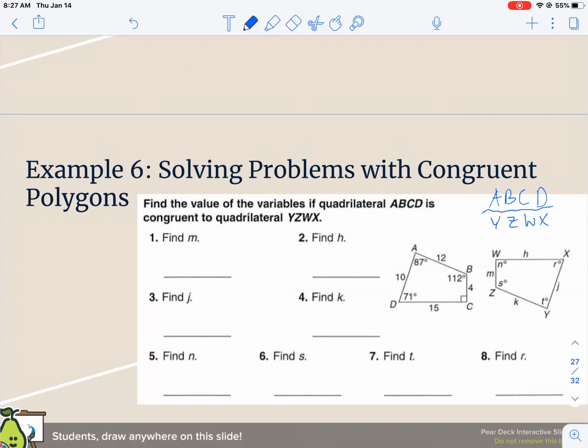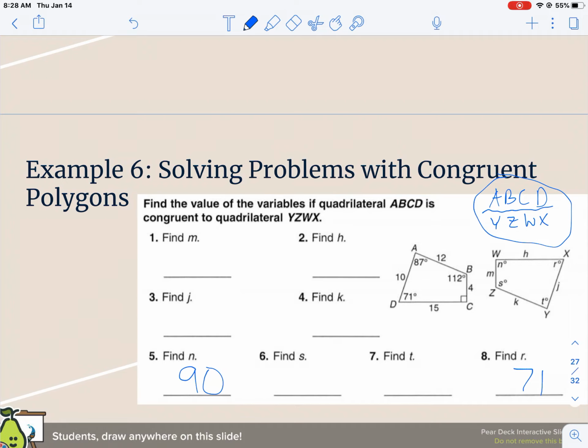It's asking me to find everything here. So like find R, right? R is angle X, which is congruent to angle D, so R is 71, right? Notice how I wrote them on top of each other so I know which angles match up with what. Okay, so N is at angle W. Angle W is congruent to angle C. So angle C is 90. So N is also 90 degrees.